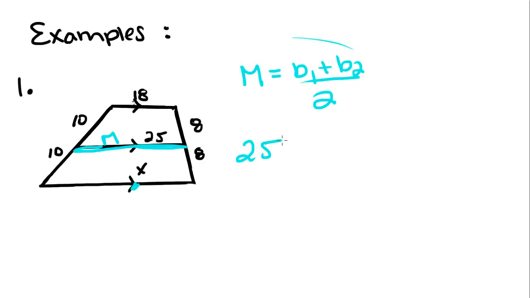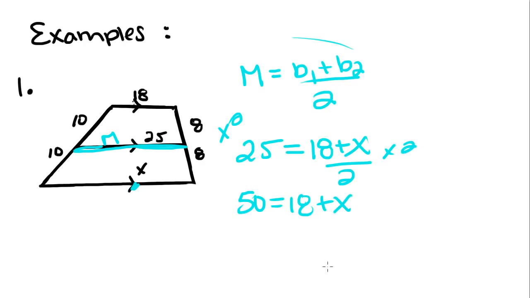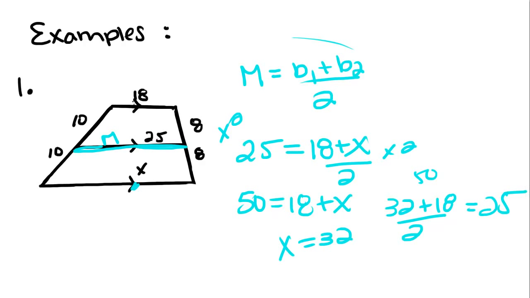So 25 is equal to 18 plus x, which is what we're trying to find, divided by 2. When we solve for x, we have to multiply both sides by 2, so we get 50 equals 18 plus x. So to solve for x, we subtract 18 over, and you get x is equal to 32. And if you want to plug that back in, 32 plus 18 divided by 2, 32 plus 18 is 50. 50 divided by 2 is 25. That's just another way to double check that your answer is right.